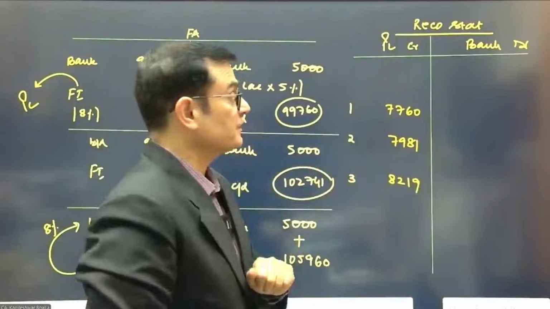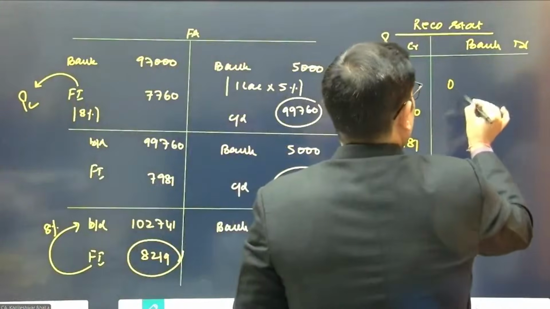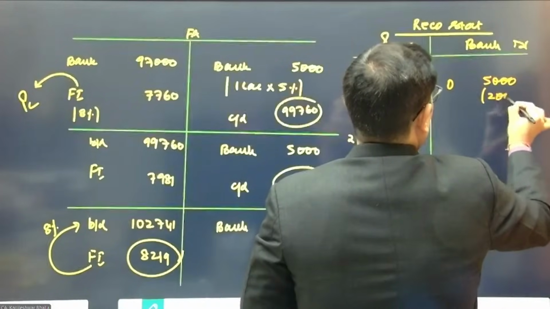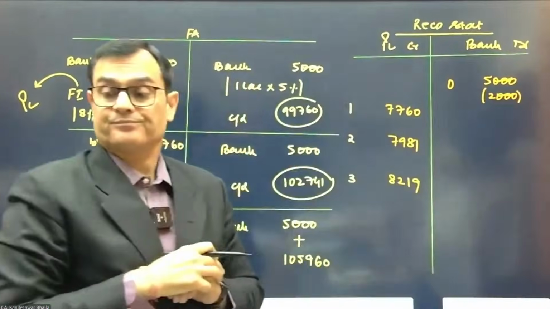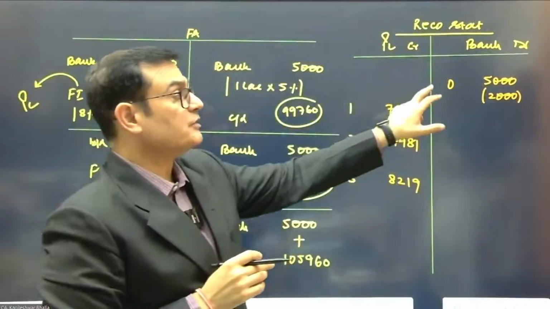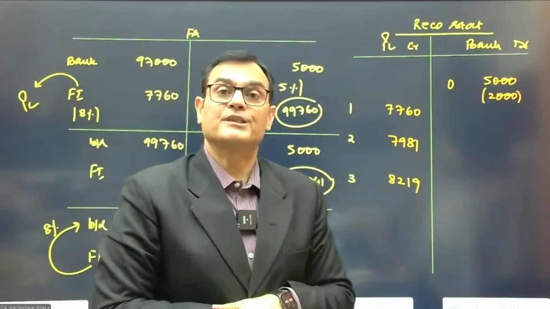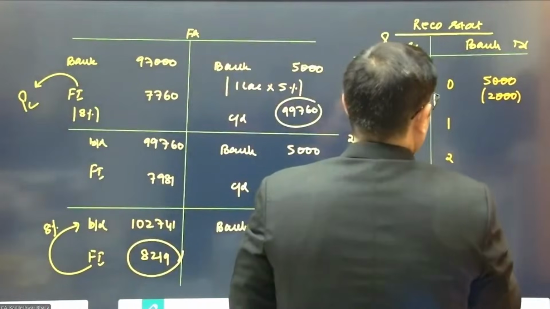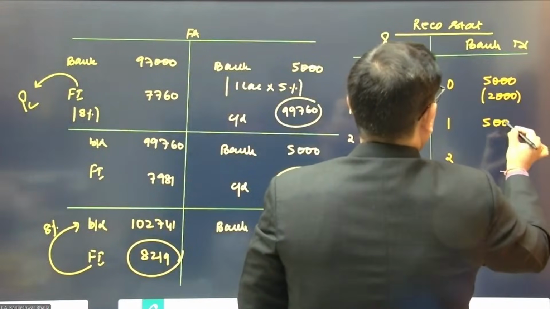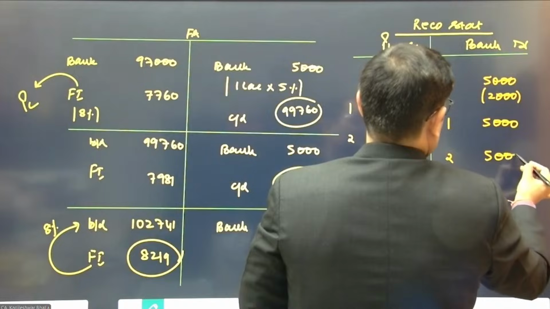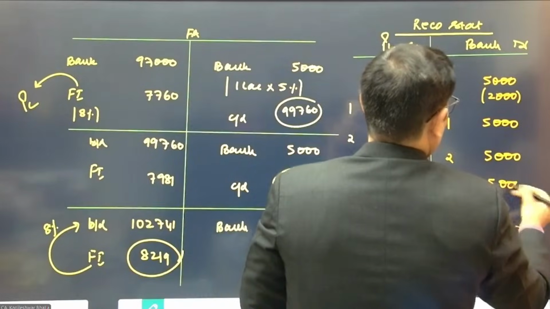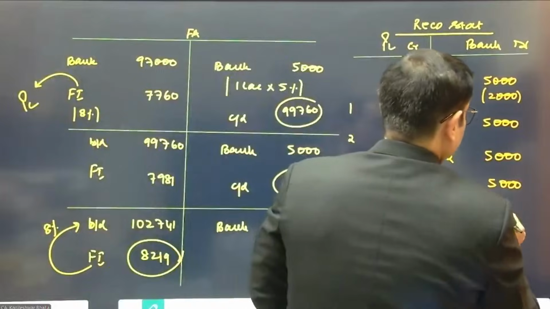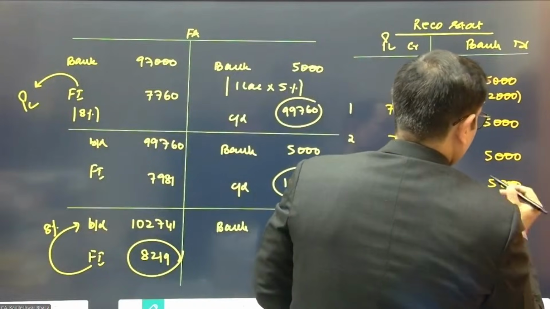Now let's see the benefits. At 0 point of time, I got a discount of 5,000, but I had to incur 2,000 issue expense. So my benefit indirectly gets reduced, because 5,000 is the discount and 2,000 is the issue expense. Then in the first, second, and third year, I got a coupon interest of 5,000 every year. And I also got a premium at the end, which is 5,960.